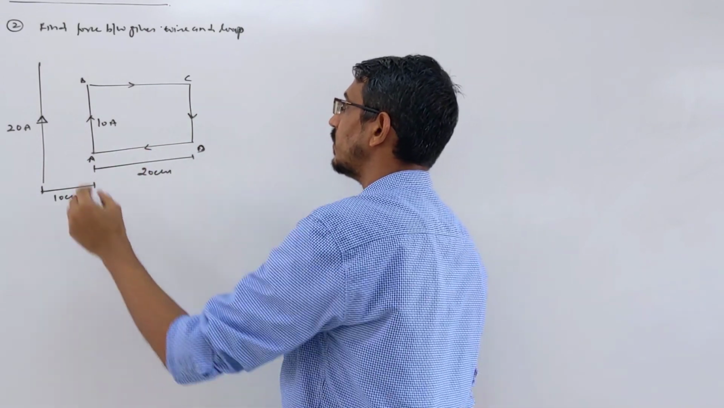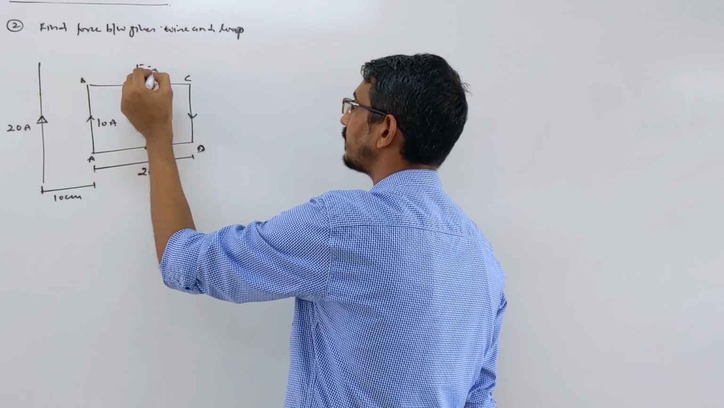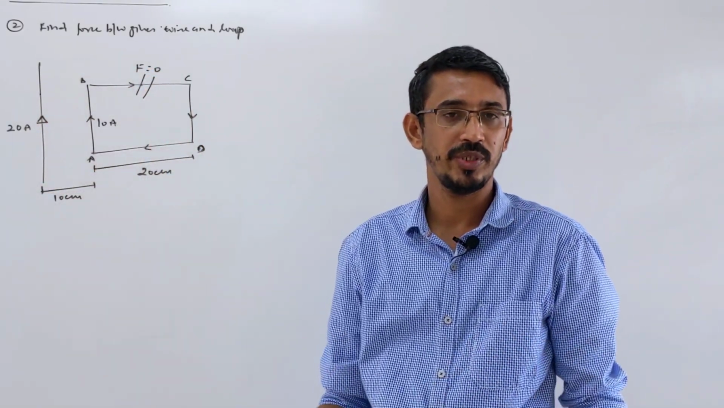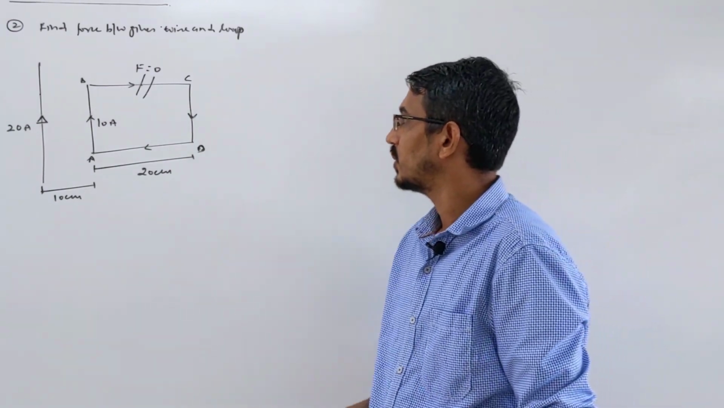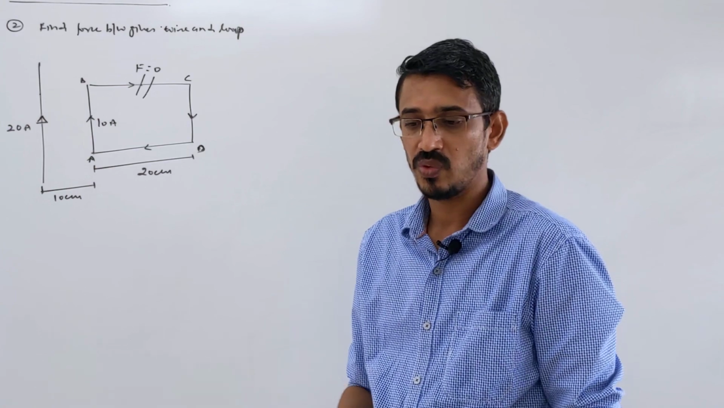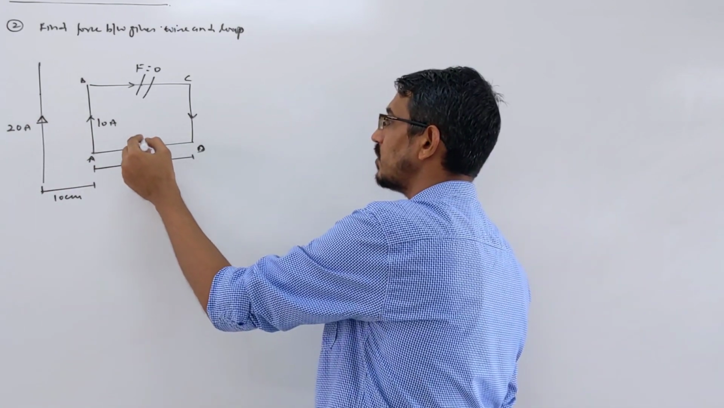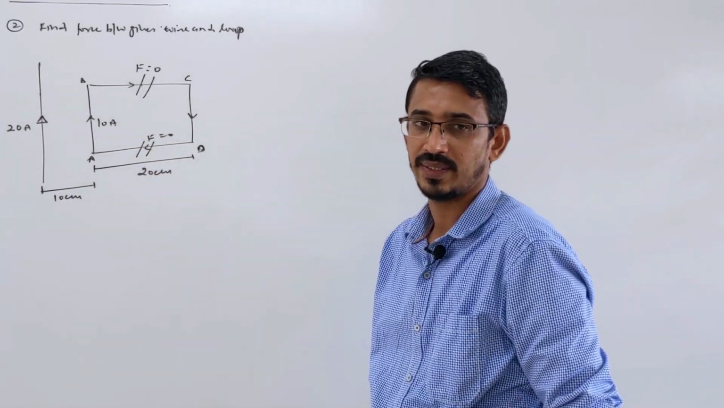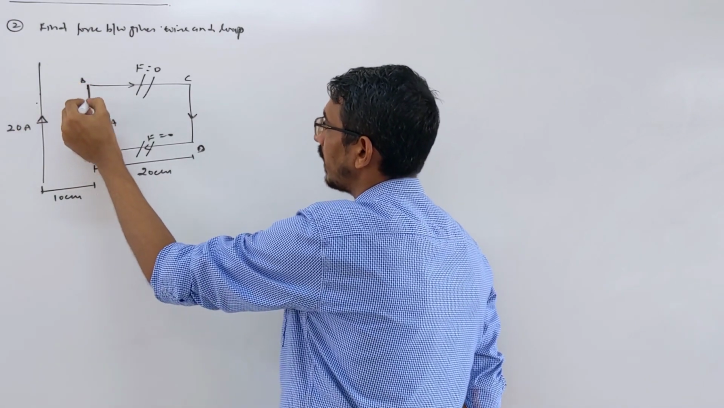So let's see. First, what is the force between this wire and that wire? The answer is 0. Why 0? Because this wire and that wire are perpendicular to each other. No force will act, the angle is 90 degrees. Force will act between two parallel wires only. Similarly, there is no force on this wire also, this is also 0 directly. Correct? So there will be force between this wire and that wire, since they are parallel to each other.